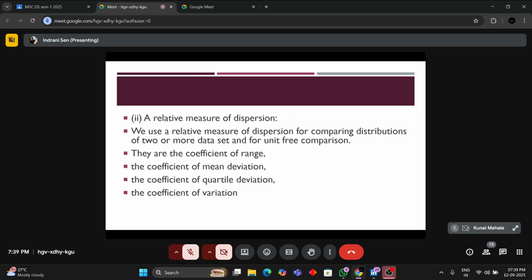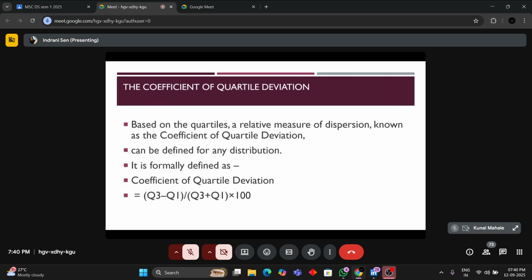So it is a relative measure of dispersion for comparing the distribution of two or more data sets, with unit-free comparisons. We also have the coefficient of quartile deviation. It is formally defined as Q3 minus Q1 divided by Q3 plus Q1, multiplied by 100, which is also a measure of dispersion.